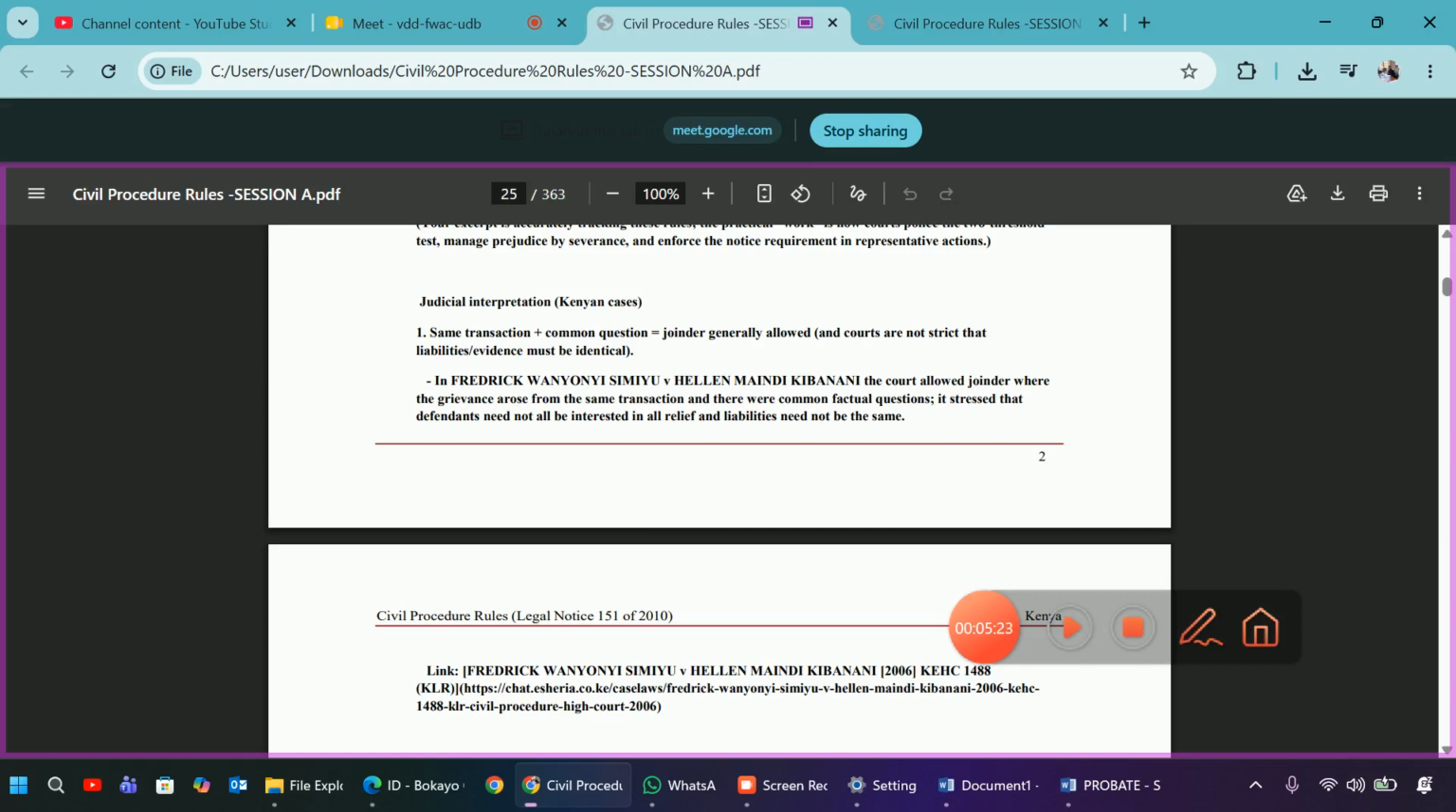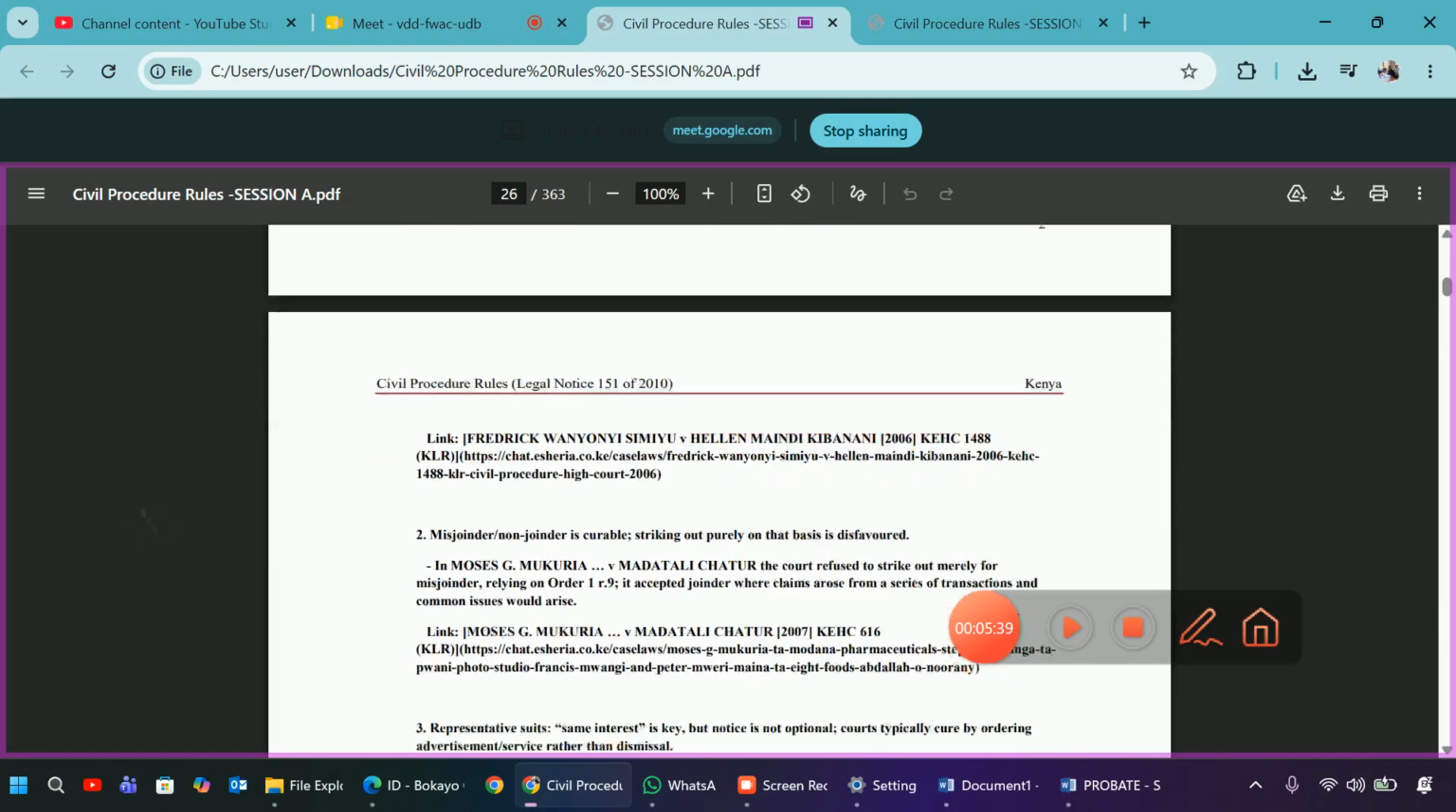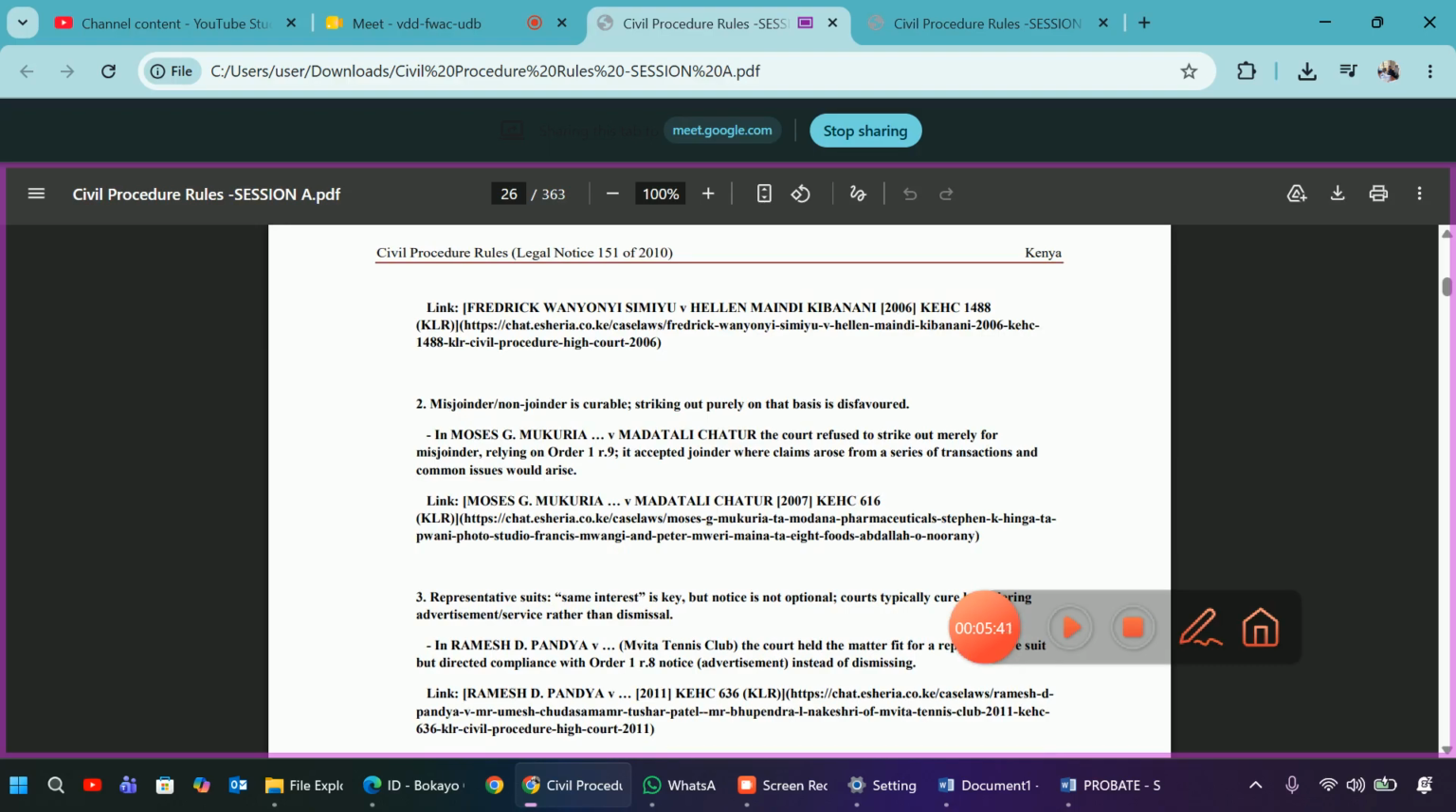It stressed that defendants need not all be interested in all relief, and liabilities need not be the same. So this basically, same transaction plus common question, will lead to a joint application generally being allowed by the courts. If you take another look at various other decisions, because when it comes to civil litigation, we are not interested in knowing the citations of these decisions because they are merely procedural in nature.